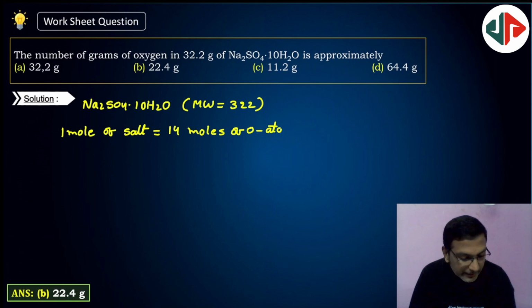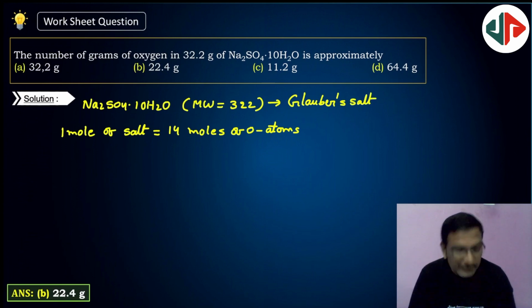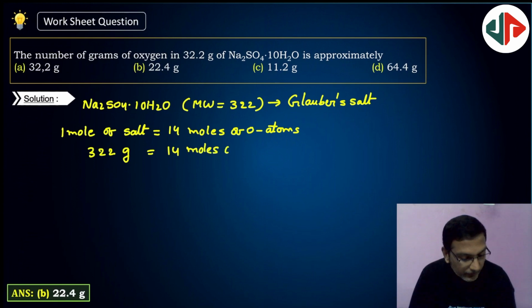oxygen atoms. This is standard condition. 1 mole of given salt contains. So the name of this compound is Glauber salt. Remember this, Glauber salt. Given salt contains, if you take 1 mole of salt, 14 moles of oxygen atoms. So 1 mole means here 322 grams. 322 grams contains 14 moles of oxygen atoms.